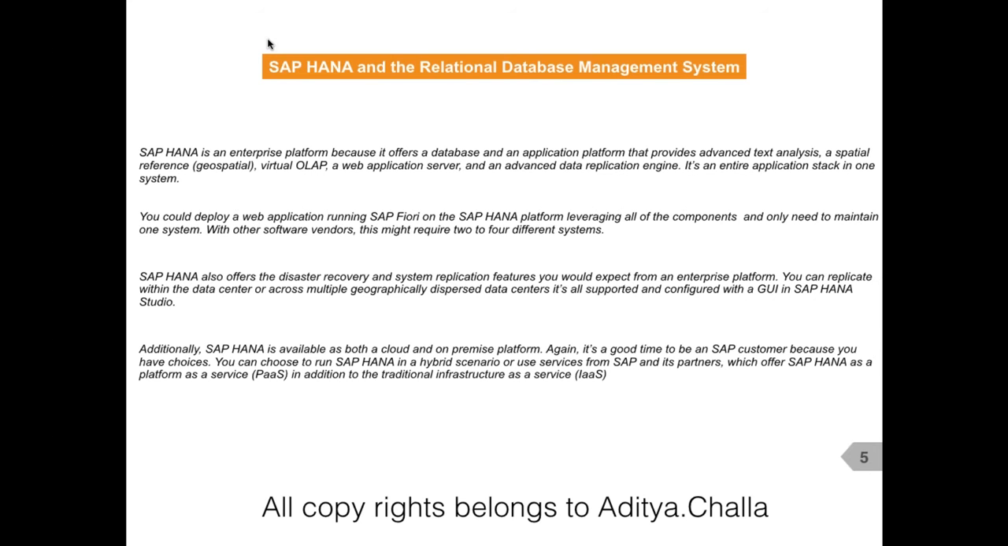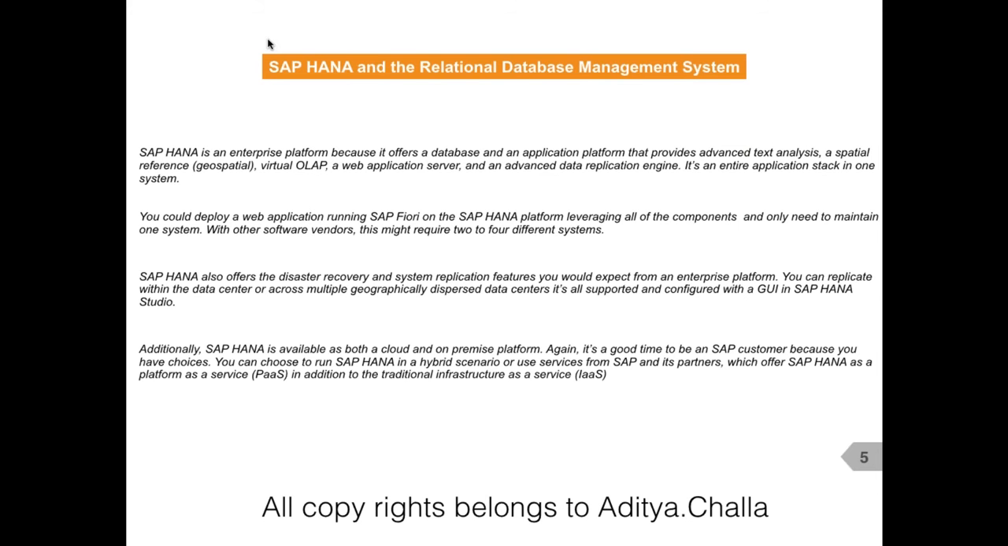SAP HANA is an enterprise platform because it offers a database and an application platform that provides advanced text analysis and spatial reference, virtual OLAP, a web application server, and an advanced data replication engine, which is called SLT, System Landscape Transformation. So it's an entire application stack in one system. That means there is no need to do different installations at different levels. All the things are within the system in the HANA database.